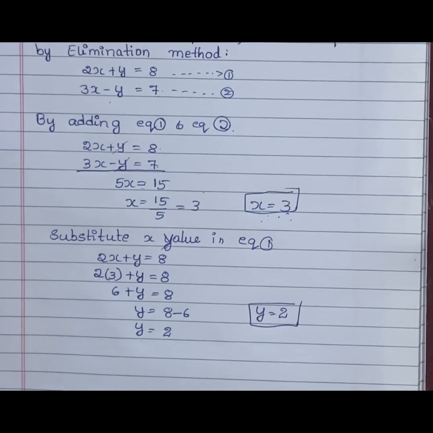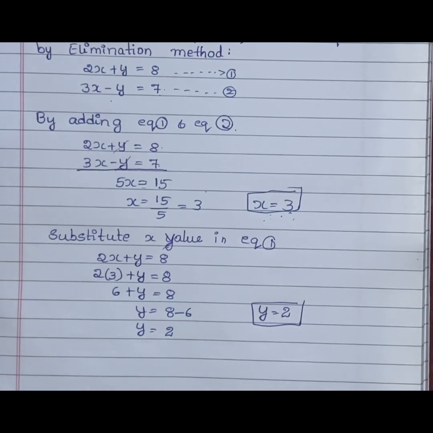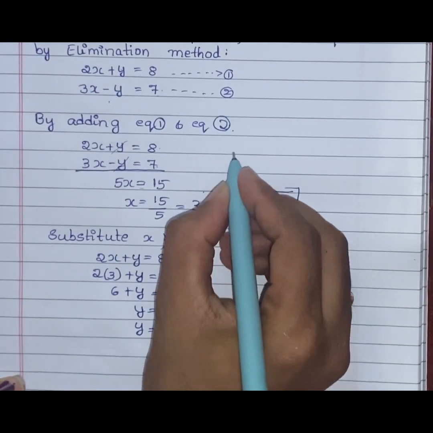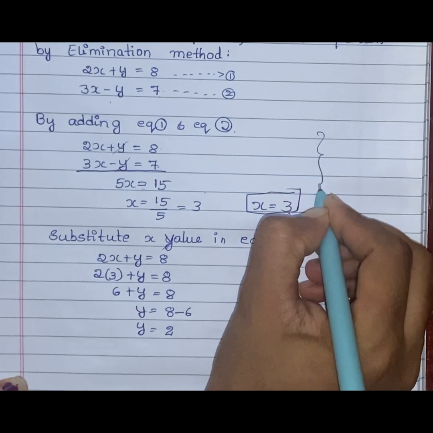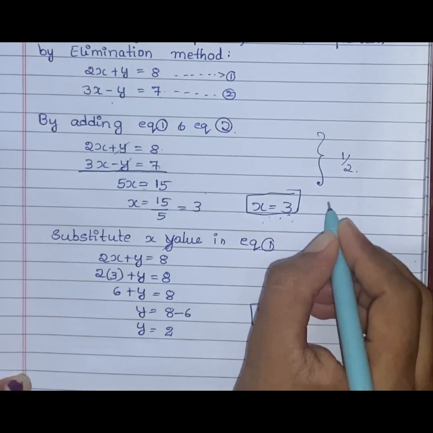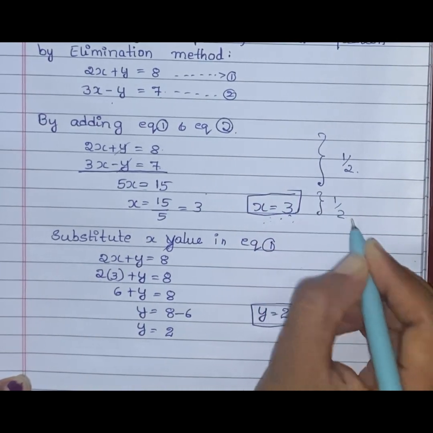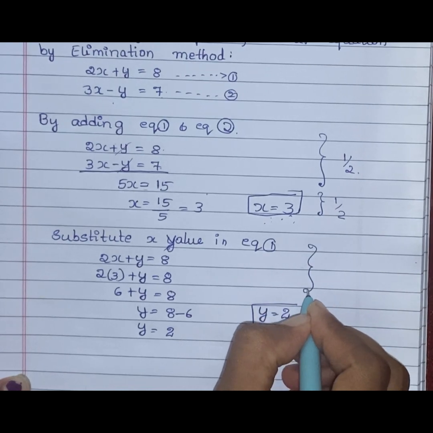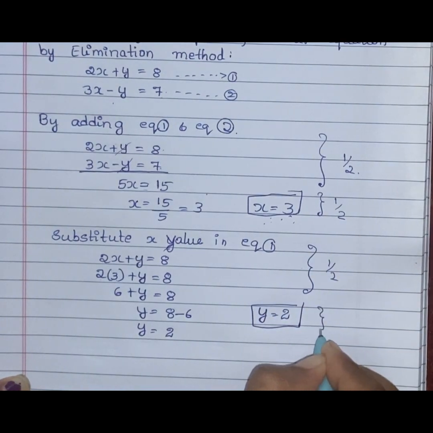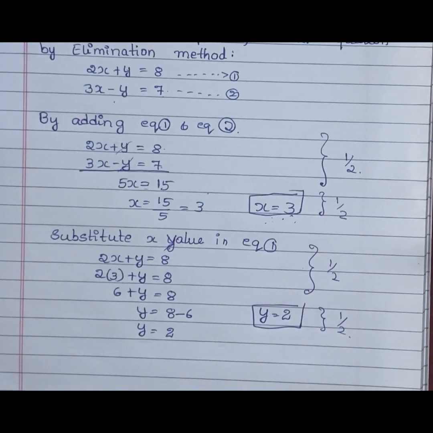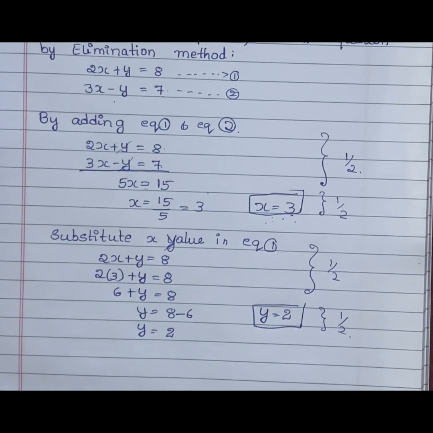So now how do the marks split up for this? Okay, so here for these steps it includes half mark and final x value half marks. So for these steps it is half, and final y value we have half marks.